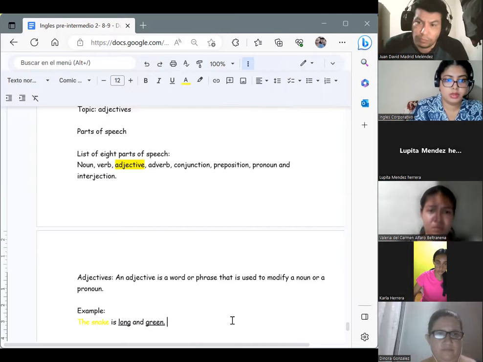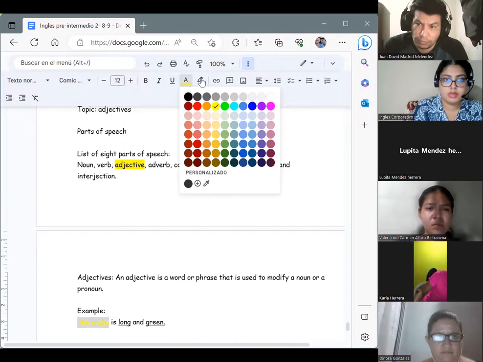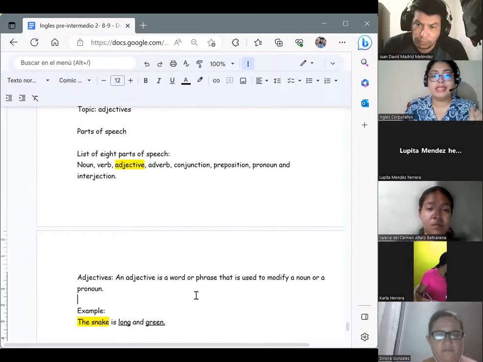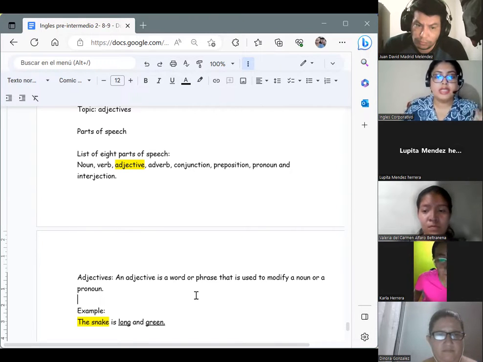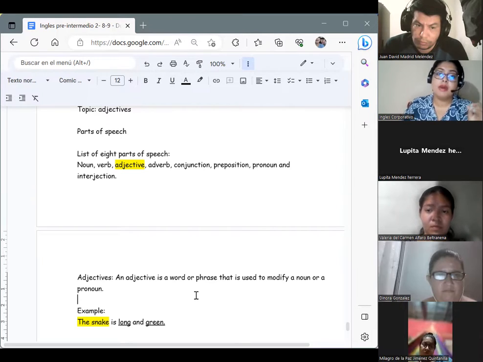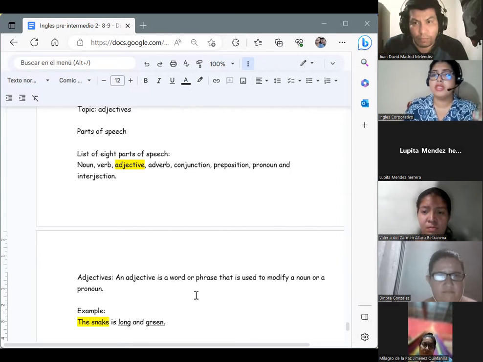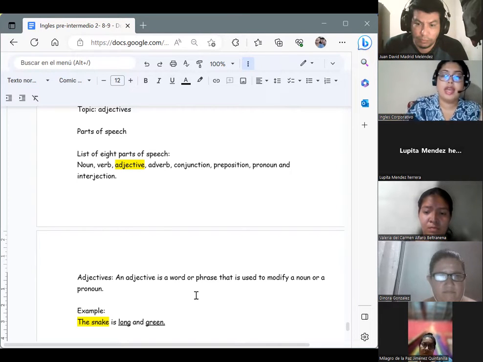I can see the letters in this case. It's better. So in this case, in my sentence, the snake is the noun. And I am modifying the noun because I am saying that the snake is long and green. And also I am giving you information and you can create that image in your head.